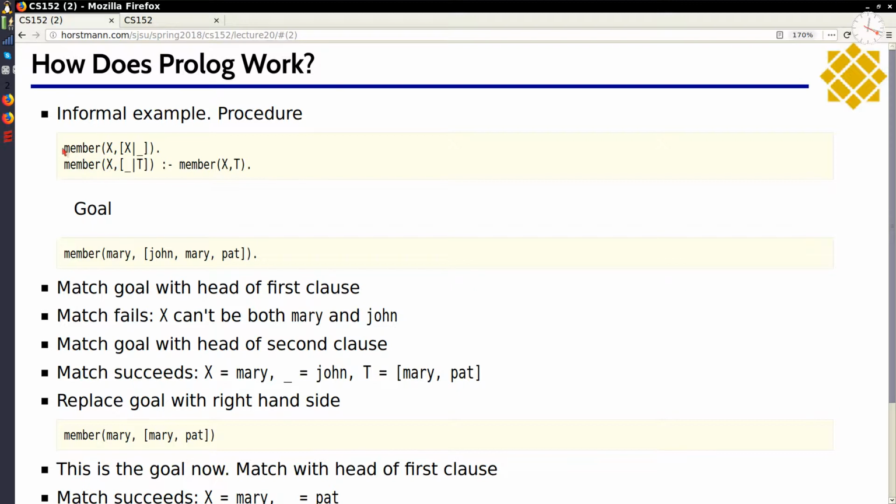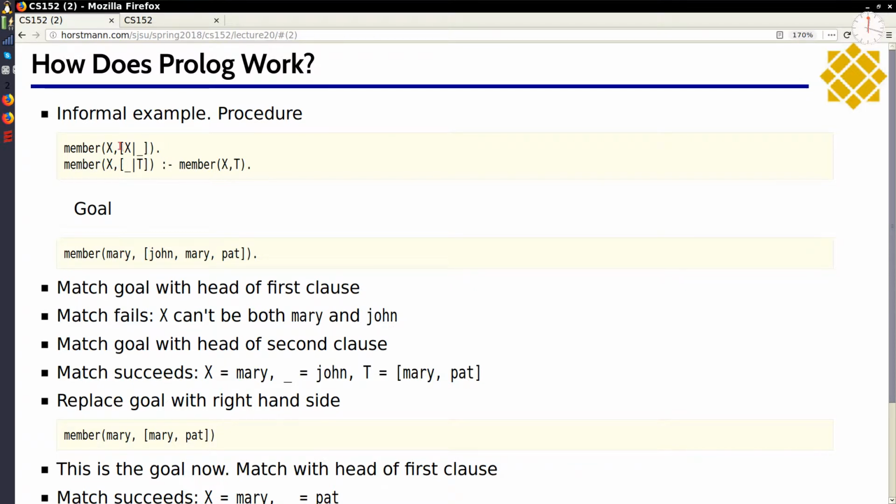So now I have this head, meaning the thing to the left of the colon equal, and I have this goal. Now I'm going to do what's called unification. I'm going to try to find a unifying assignment of the variables that are floating around. And so what's it going to do? It's going to do the only thing that it knows how to do. It's going to say, okay, Mary is supposed to be X, and John, Mary, Pat is supposed to be X, something else. So if Mary is going to be X, then it knows that X has to be Mary.